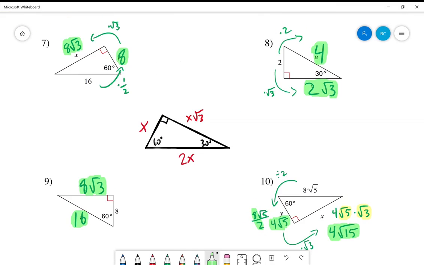So there are 10 examples of special right triangles being solved. Right now in the video, you should see some links to many more example videos. Make sure to click on those if you still don't understand.